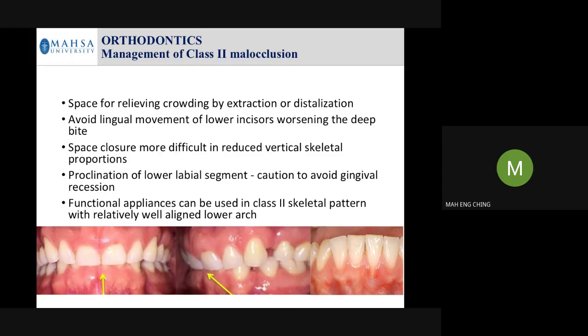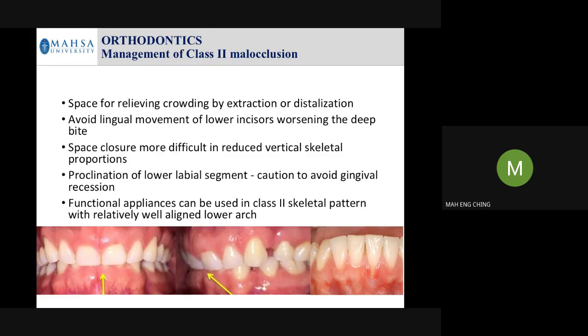Proclination of the lower labial segment: caution to avoid gingival recession. Same thing, because in the treatment for Class 2 Division 2 we procline the upper and lower incisors, you have to be careful. Sometimes if you procline or push the lower incisor forward too much, it might push the incisor out from the bone, causing what we call gingival recession. The teeth have to be inside the bone in order to have healthy gum and periodontal support. If you push the incisor outside the bone, it causes gingival recession. So you have to be careful.